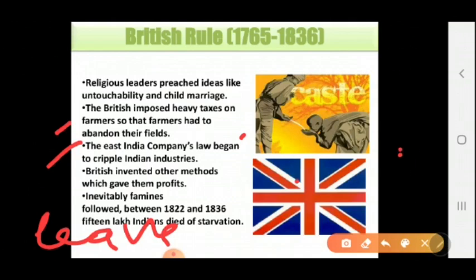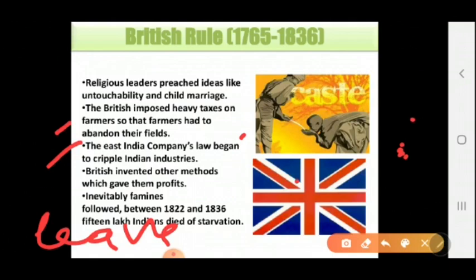So the East India Company's laws started making the Indian people disabled, and that is why Indian artisans and Indian people started losing their jobs also. The businesses and jobs they used to do were also lost, as the British had good quality things made in their industries. The British invented other methods which gave them profits.